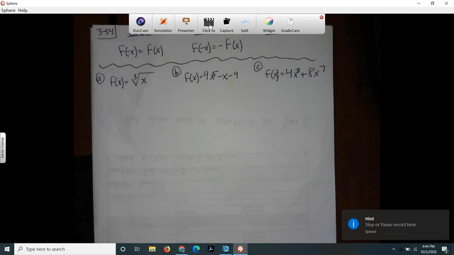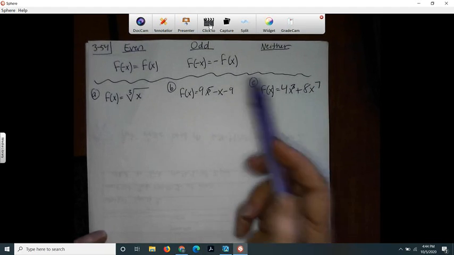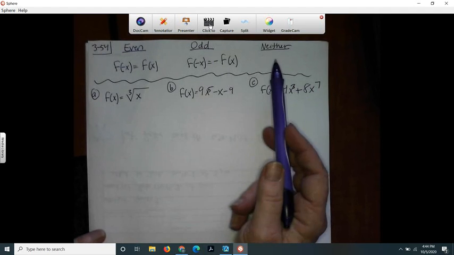Series Integrated 3 is problem 3-54. It's asking whether the functions are even, odd, or neither.